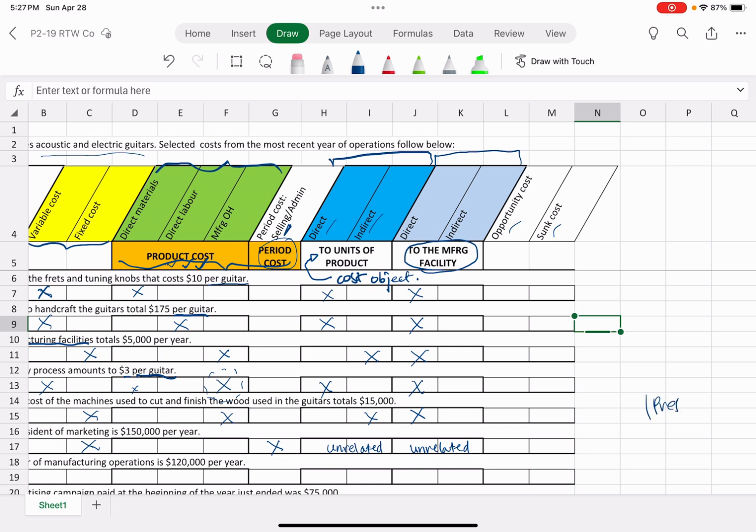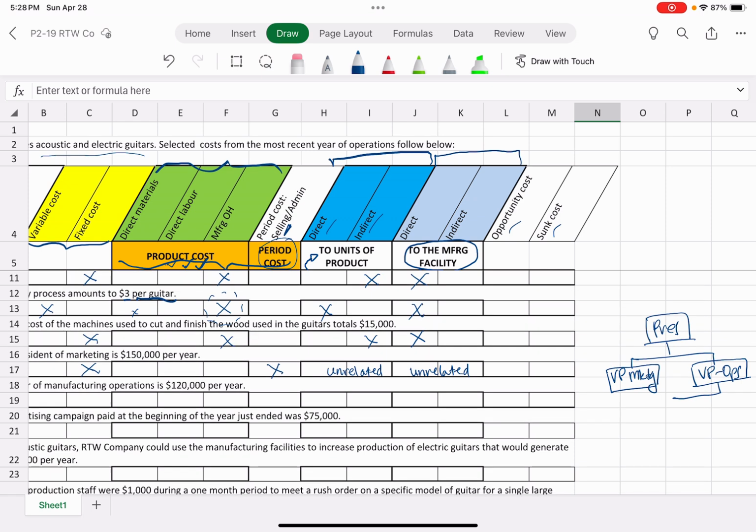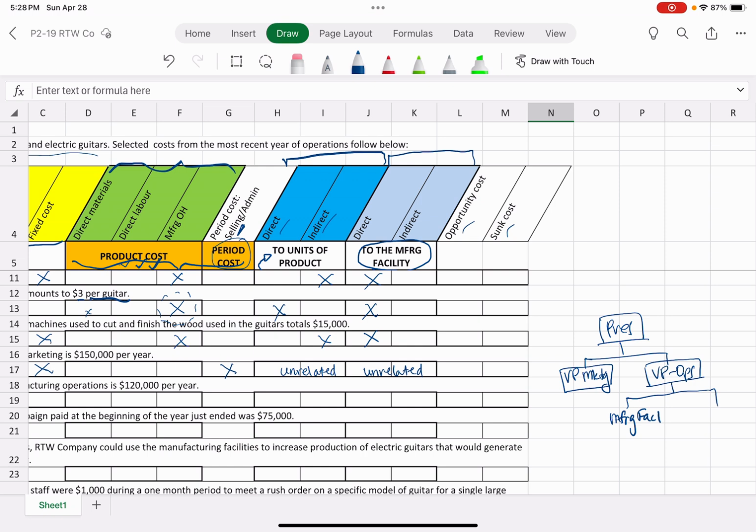We have our president. We have like the VP marketing. We might have the VP operations over here. And under the VP operations, we might have manufacturing facility 1. This is for guitars. And they might have manufacturing facility 2 for pianos. I'm just making this up. It's not that it was in the question.